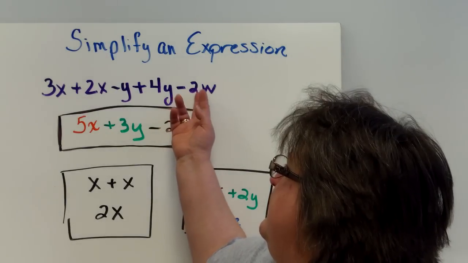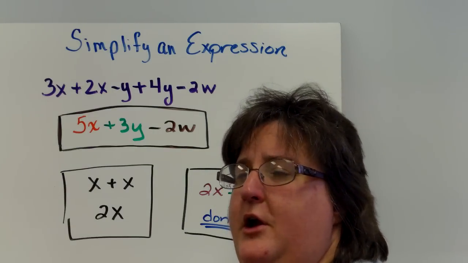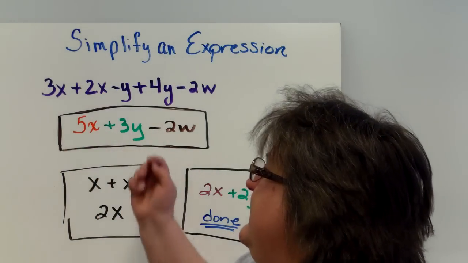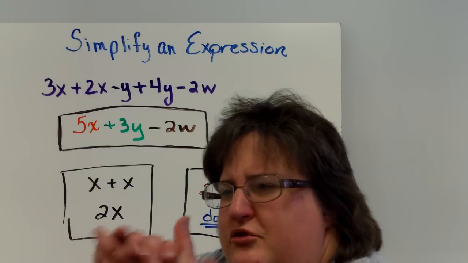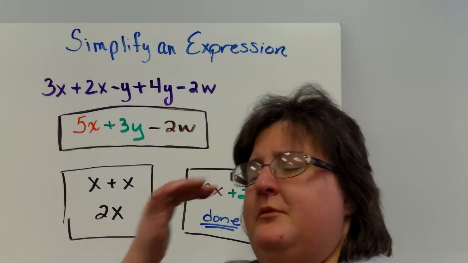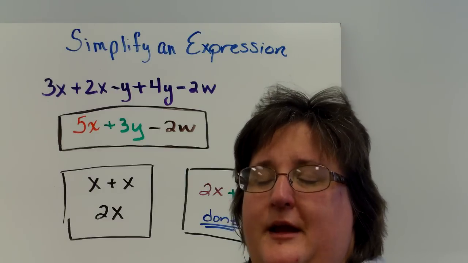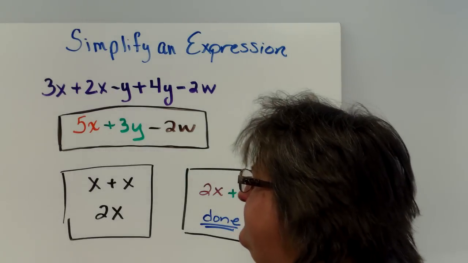And again, the negative 2w here has nobody to hook up with, and it's just going to carry on down. That is the last step there. Don't try to shove it anymore. The fact that those are three different variables, we're done. The fact that there's nothing else that is alike.